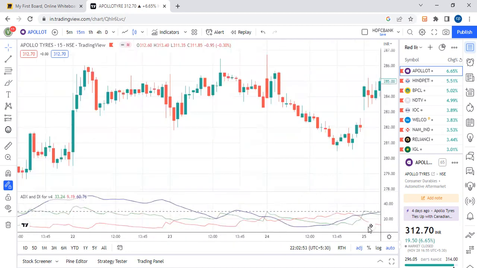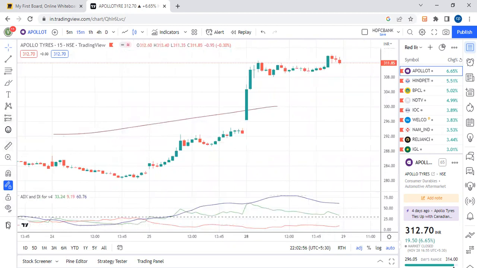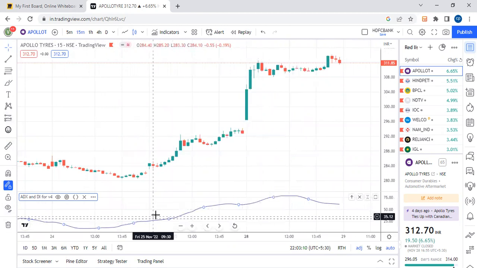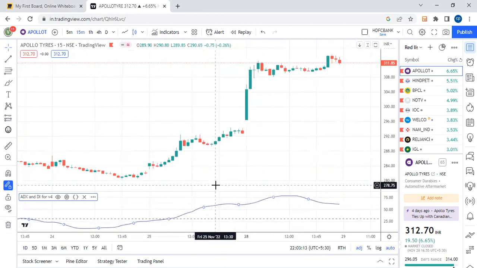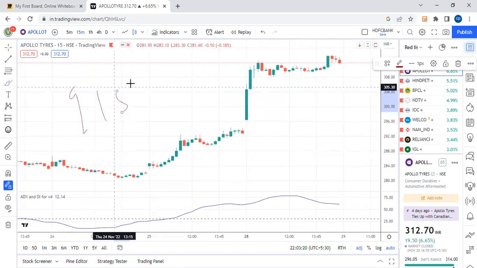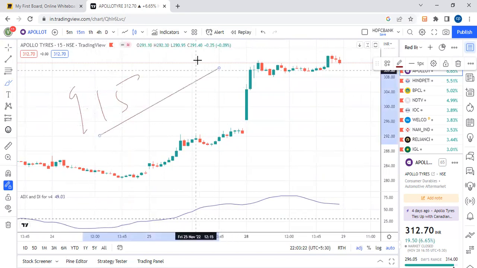Then how will we consider this ADX? What I'm doing here is ignoring the positive DI and negative DI, and keeping only the ADX line. Whenever the market opens, normally it opens at 9:15. So we'll wait for 15 minutes.